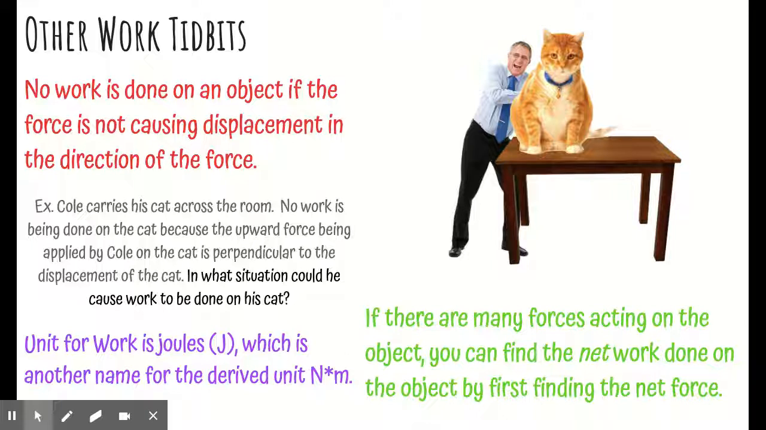Well, in this picture up here, you've got this guy, he has this huge cat. He would be applying work or causing work to happen if he slid the cat across the table, right? So if I just pick something up, like on the very first page, we talked about Bella lifting the 300-pound rock. That's not work unless she is displacing it in another direction, okay? So if Cole is carrying his cat across the room, no work's being done because the upward force is not in the same direction of the motion, right?